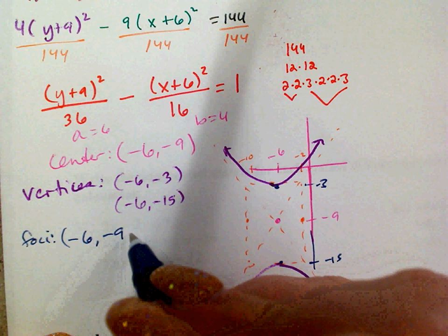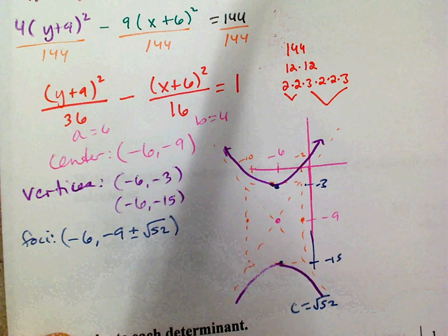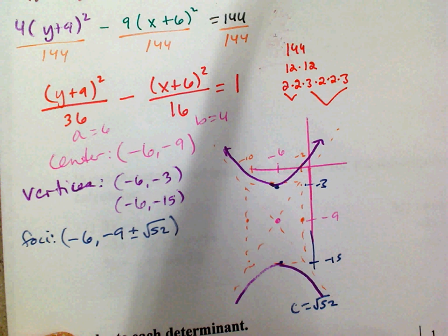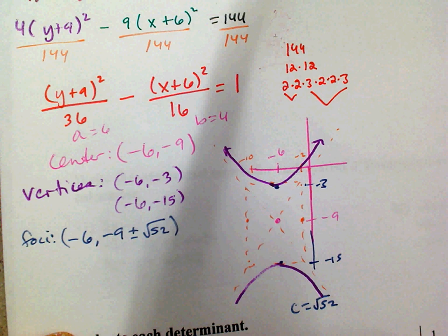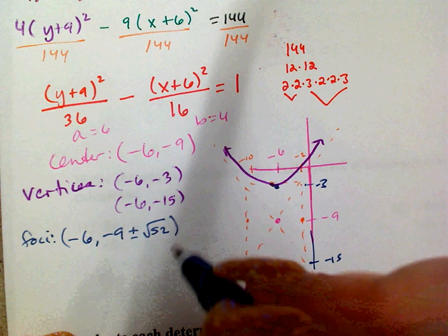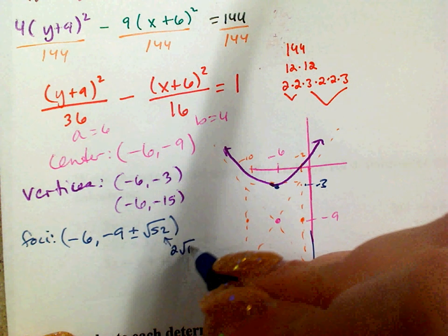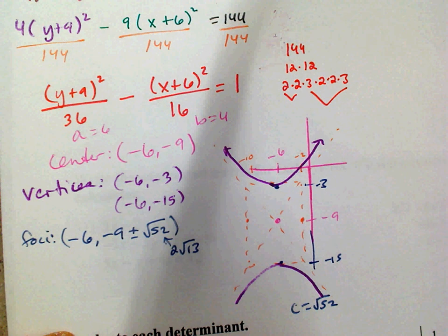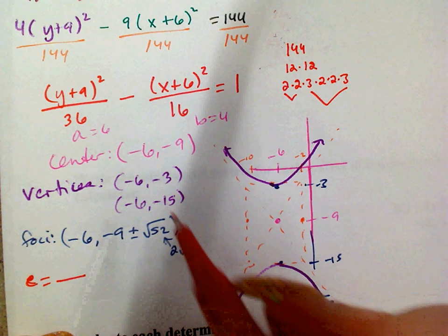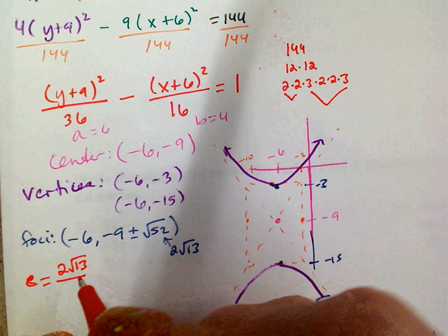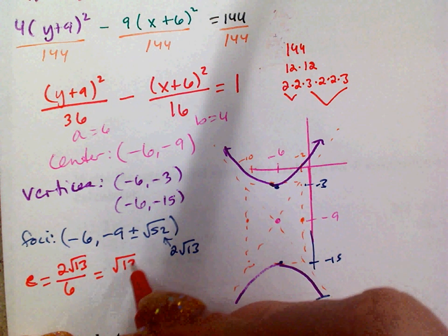Now, the square root of 52, 52 is what? 4 times... 52 divided by 4? Is that 6? What is that? 13? 13? So that's actually 2 square roots of 13. Okay, so technically I should have written that. And then my eccentricity is C over A. So C is 2 square roots of 13 over A, which is 6. So square root of 13 over 3. And then the slopes of my asymptotes.